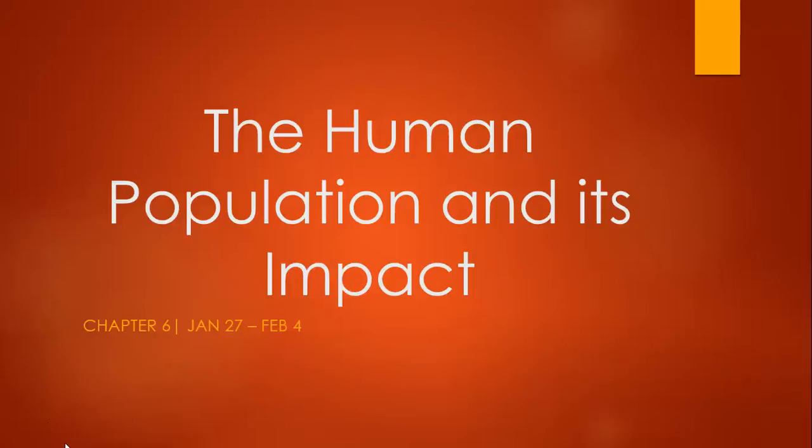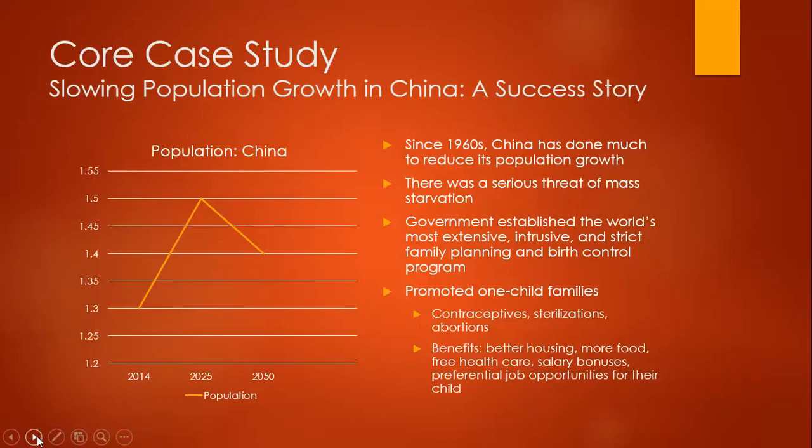The beginning of your chapter talks about this core case study of China, and I find it interesting that it labels China's population growth slowdown as a success story. Yes, in fact, since the 1960s, China has done a lot to reduce its population growth. There was a serious threat of mass starvation of the Chinese people. So the government established really extensive, intrusive, and strict family planning and birth control programs.